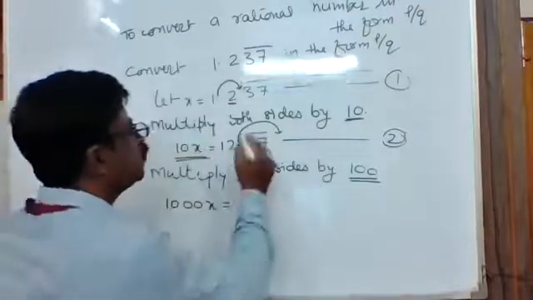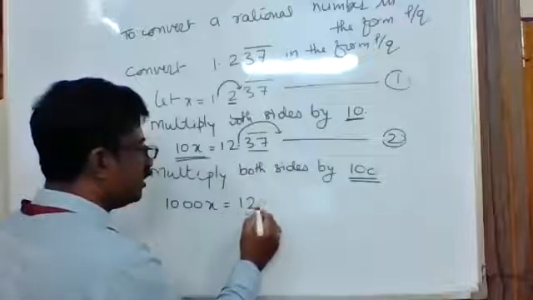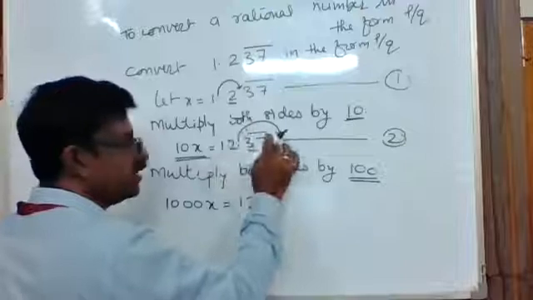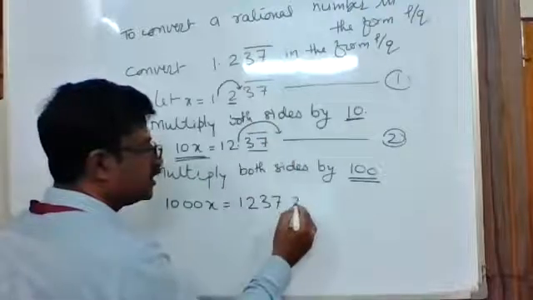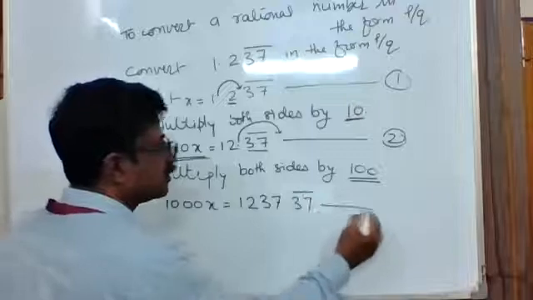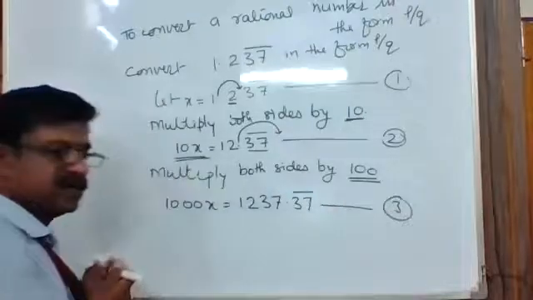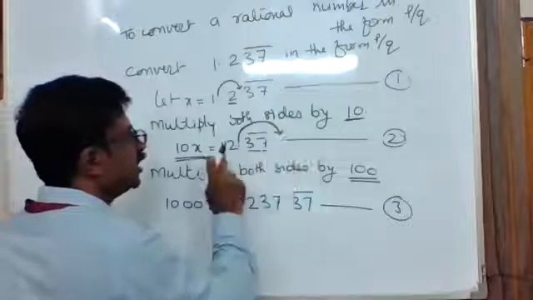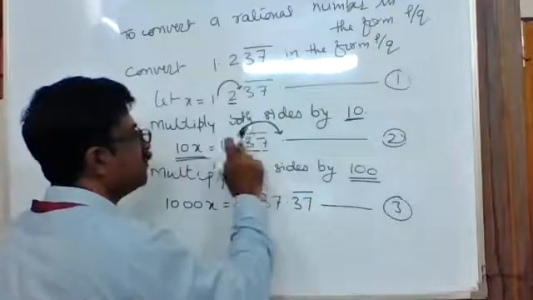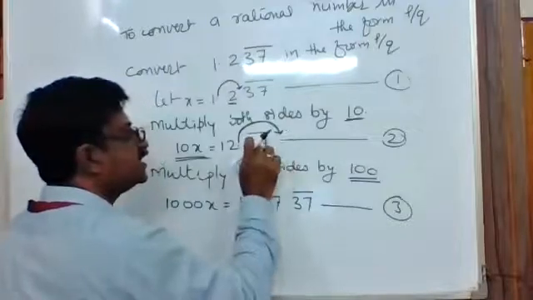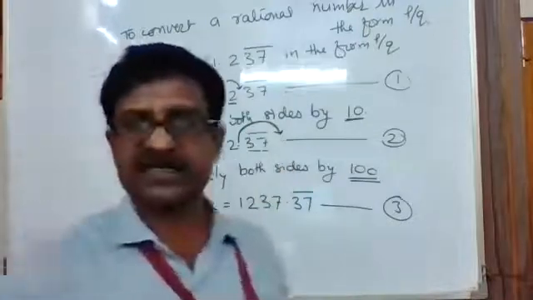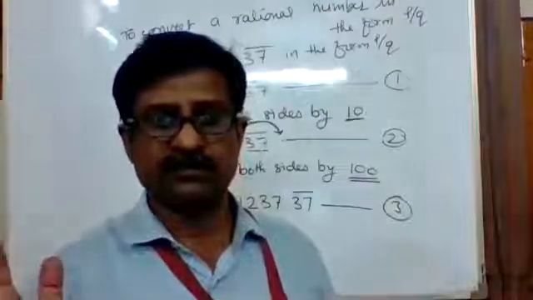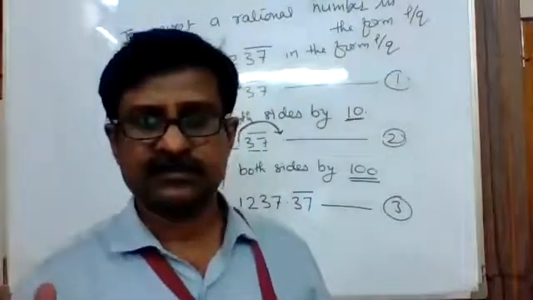And if the point is shifting two places to our right, it becomes 1237. Two places to our right, 37, and after that 0.37 bar. This step you have to keep in your mind. The point will shift two places to our right and it becomes 1237. The point will come over here. And since 37 is repeating continuously, this 37, 37, 37 will go on. This is the new step.